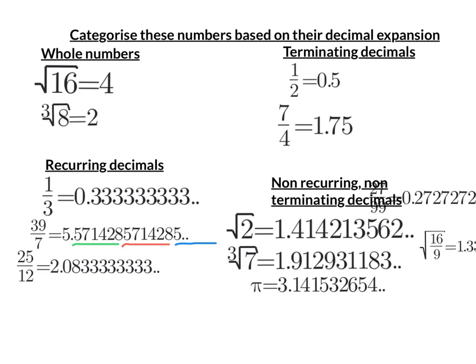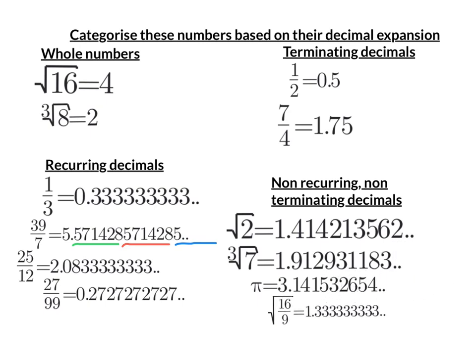Down to the last 2, the penultimate one, 27 over 99, goes 0.272727, and obviously that 27 is going to recur forever and ever, so a recurring decimal. And then lastly, the square root of 16 over 9 gives us 1.333, another recurring decimal expansion, so a recurring decimal.